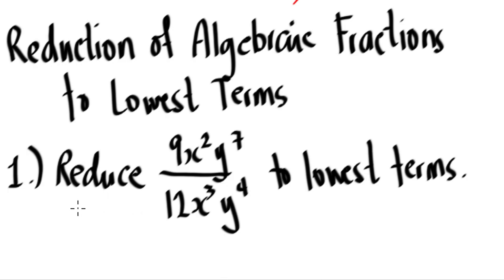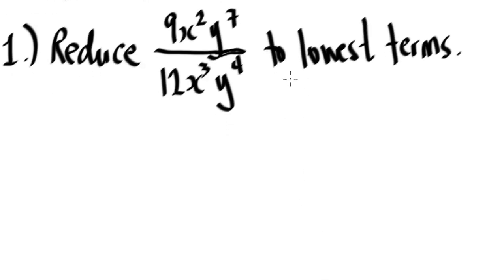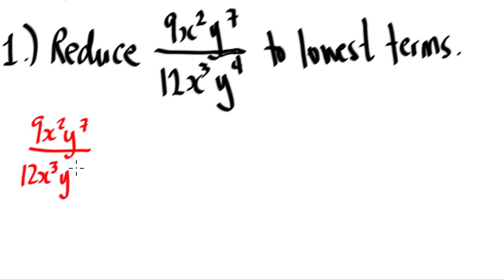We're going to start with this first one. We are asked to reduce 9x squared y to the 7th all over 12x cubed y to the 4th. We're asked to reduce that in lowest terms. Let's extend the fraction bar. How do we do that? Maybe we can rewrite it again. So we have 9x squared y raised to 7th all over 12x cubed y raised to 4.